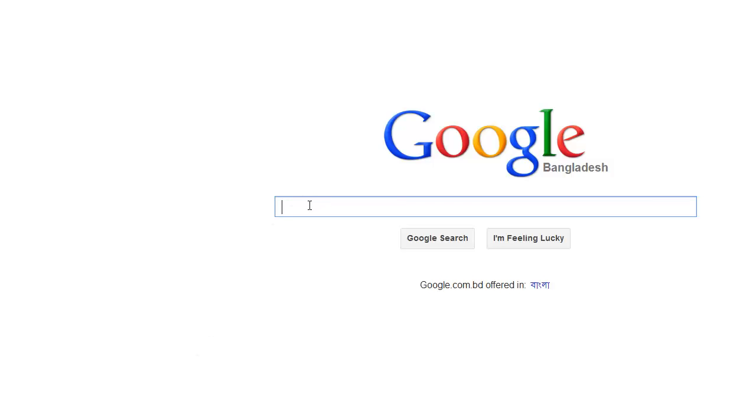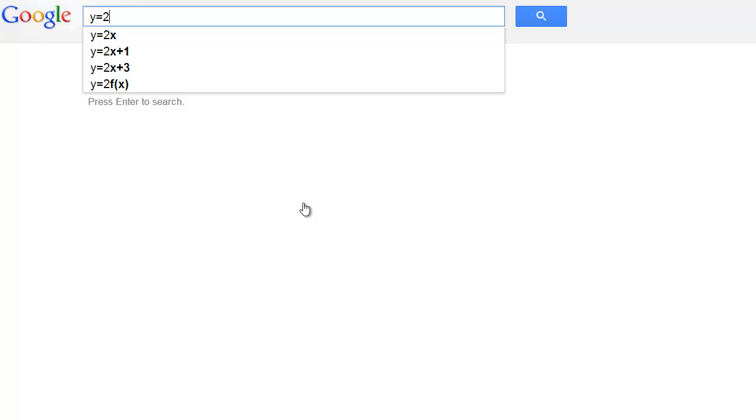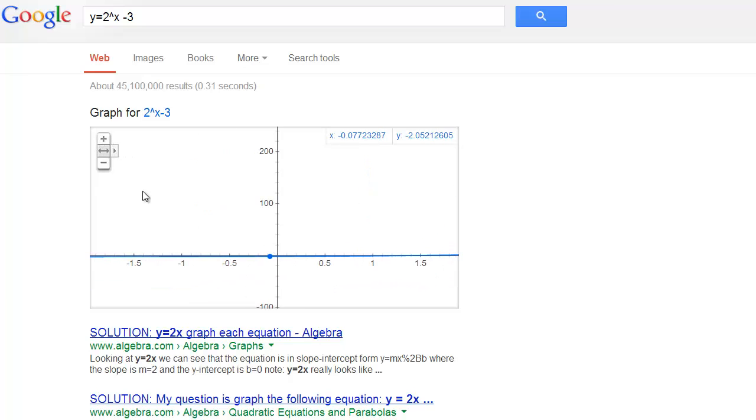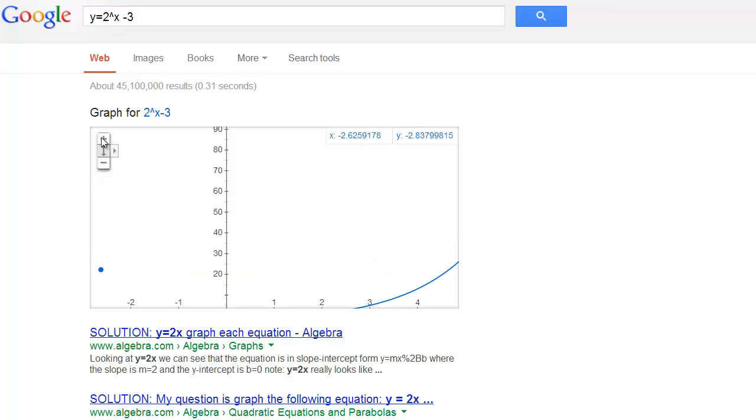Now take a look here. So the first equation is y equals 2 to the power x minus 3. Let me press the enter button, and that's the graph. And we can zoom in to see what the graph would look like, and we can zoom out. Let me take x from -2 to 4, and zoom out and zoom in on the y-axis. So this is the graph plotting.